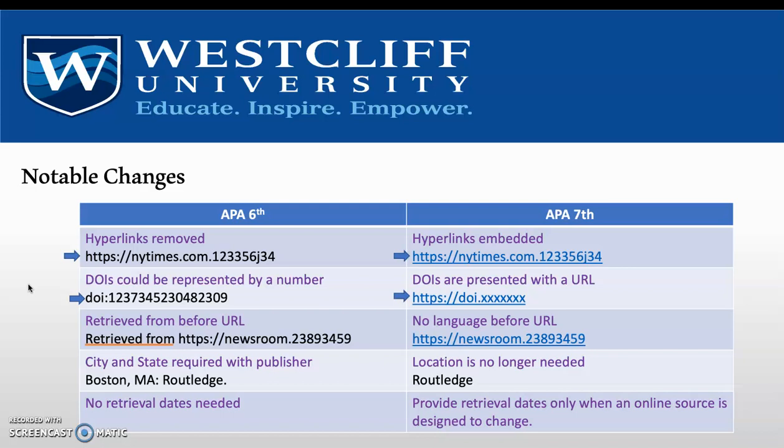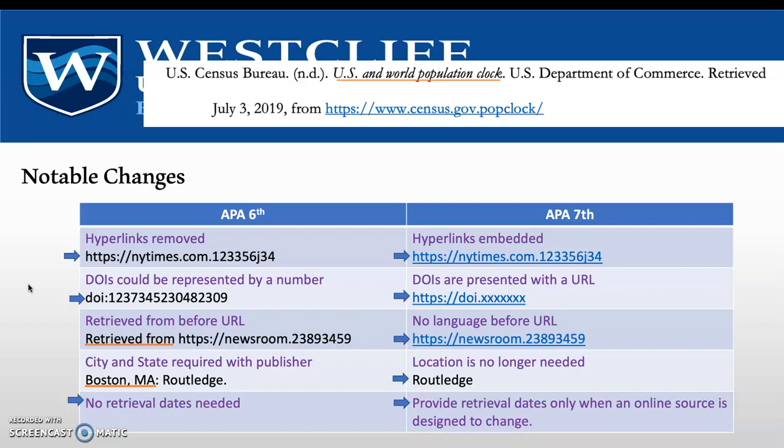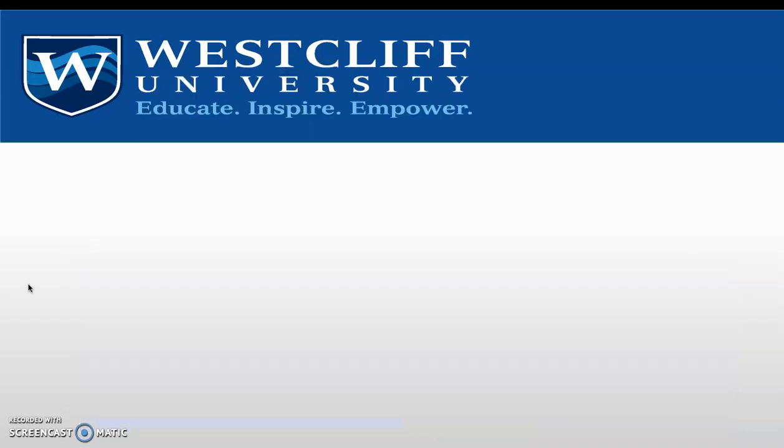With 6th edition, we would write "retrieved from" before the URL, but now no language is incorporated before the URL, it's simply the link. With books, we used to write the city and state before the publisher's name. Now no location is required, it is simply the publisher's name. And with 6th edition, we did not incorporate retrieval dates, but now with 7th edition, we do use them, but only when the online source is designed to change, as for example would be if you were using a website for a world population clock.